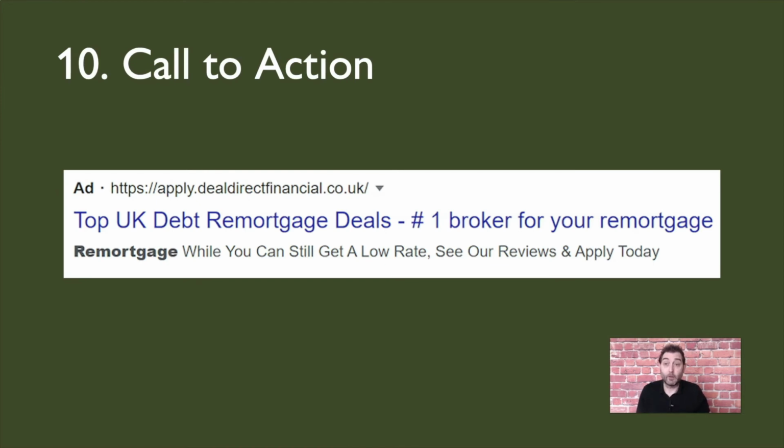And then the final thing that you can try as a way of increasing the click-through rate is to include some kind of call to action in your advert. Now you can't be as blatant as saying click here, but you can put other things in there to encourage someone to click. So like in this example here, we've got see our reviews and apply today. That's a call to action. Other things might be get your free quote or find out how much you could borrow. They're all things that give people a reason to click the ad, but without being quite as blatant as saying click our ad. And again, in some cases, just doing that can be enough to increase the click-through rate.